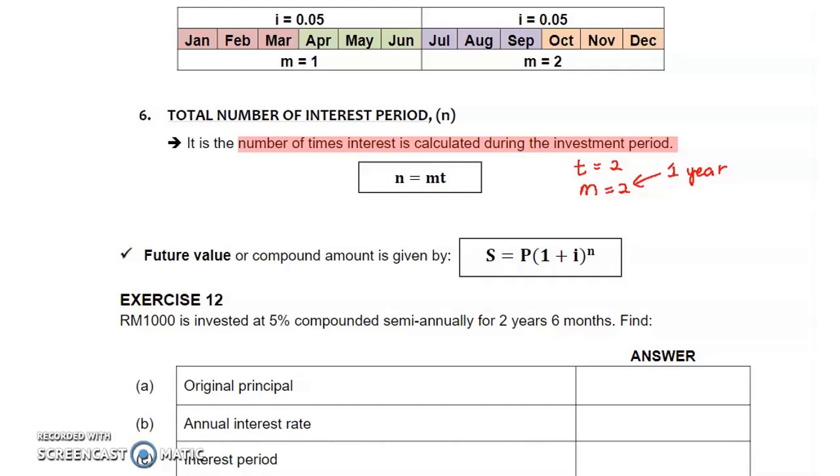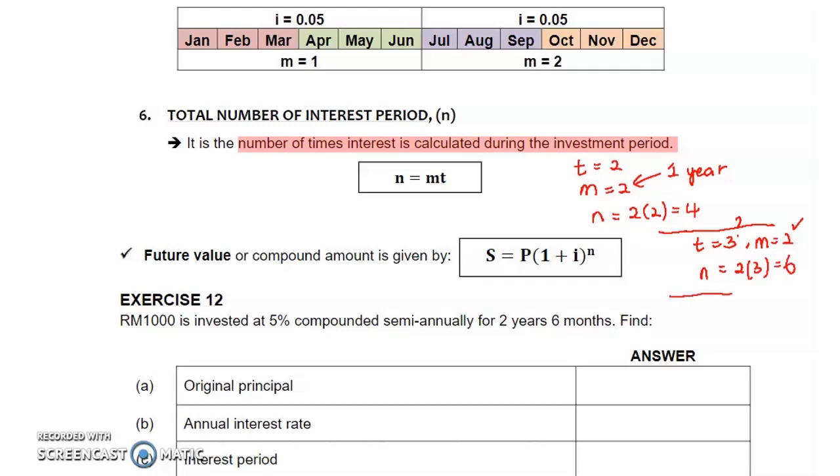If 2 years, how many times do we calculate interest? It will be 2 times 2 equals 4. If we borrow money from the bank for 3 years and interest is compounded semi-annually, again m equals 2. So 1 year, twice. If 3 years, how many times do we calculate the interest? 2 times 3, which is equal to 6.